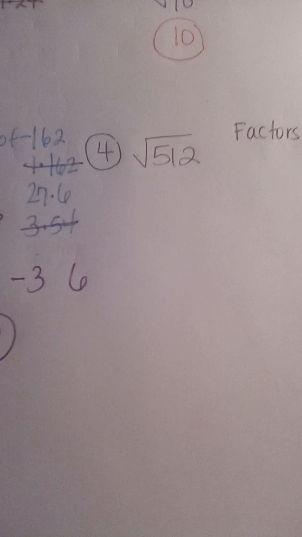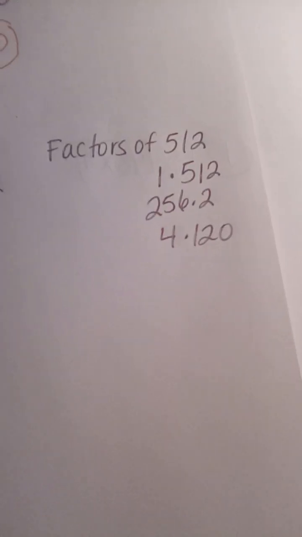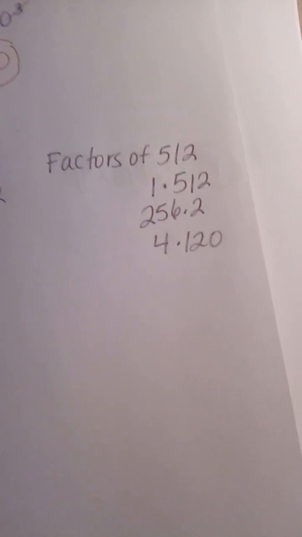3 won't work. 4, yeah, 4 and 120. Okay, that's it. So you got factors of 1 times 512, 2 times 256, and 4 times 120. All right. Obviously, we could eliminate the 1 times 512.